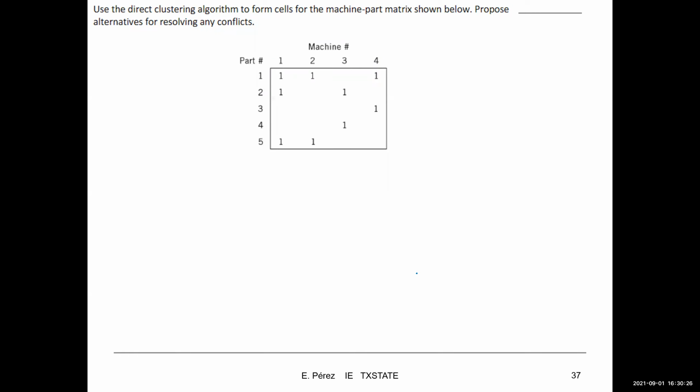So if you have a piece of paper, you can attempt to solve this using the direct clustering algorithm. For this problem, the solution will give you 2 separate cells without conflict if you do the algorithm correctly. So let's attempt this, and I'll give you 5 minutes. After that, we will discuss it, answer questions, and then you will submit this by tonight.